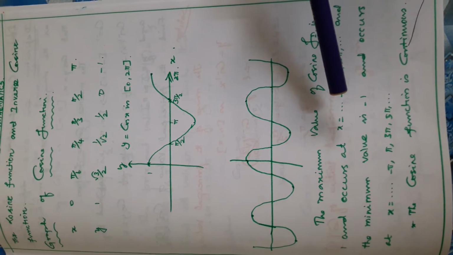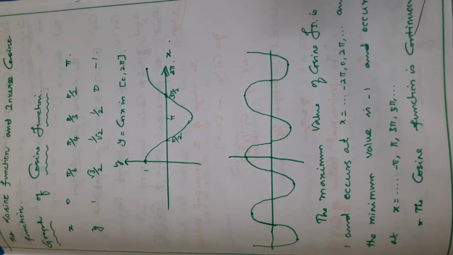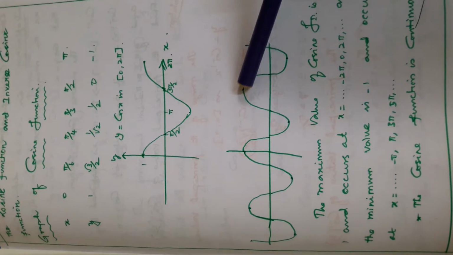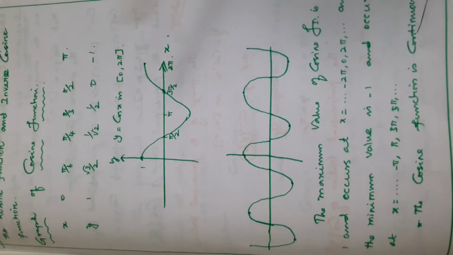And the minimum value of minus 1 occurs at the places of minus pi, pi, 3 pi, 5 pi. So you can understand the order, only the odd pi values you will get minus 1. And the second most important point is the cosine function is continuous. The cosine function is continuous means the graph has no break. Wherever you go, it will continue with your previous values. So it is continuous. It's a 1 mark question.